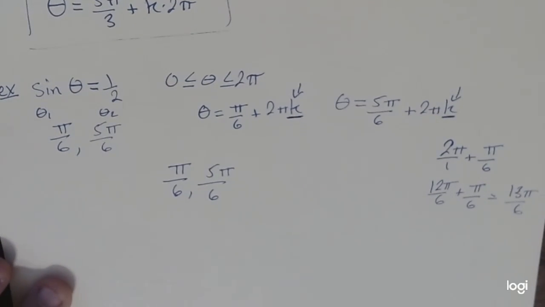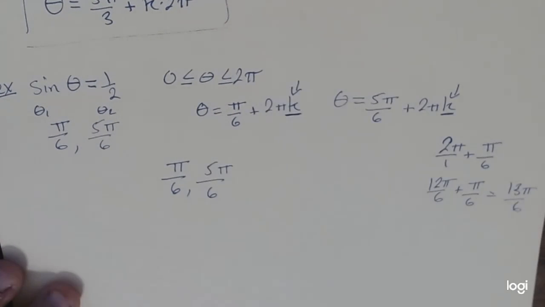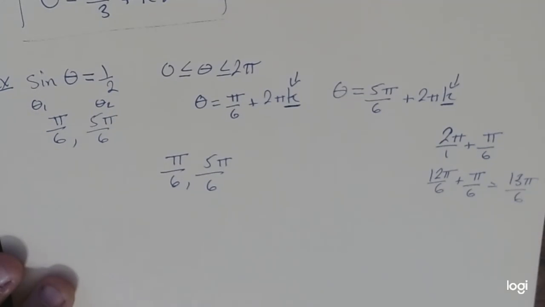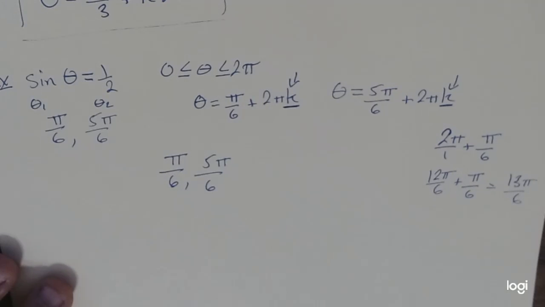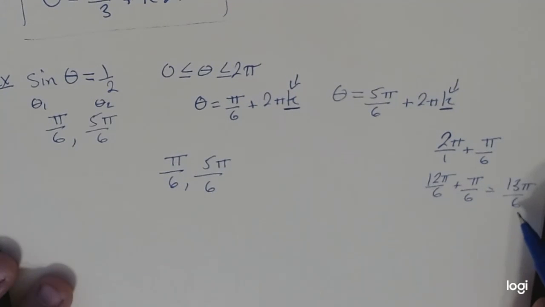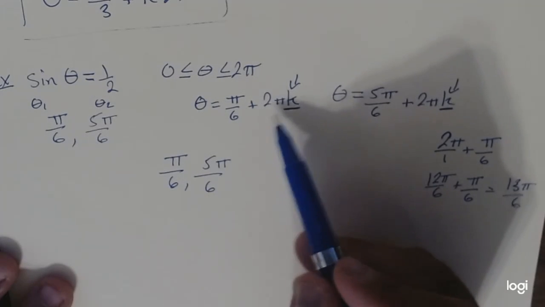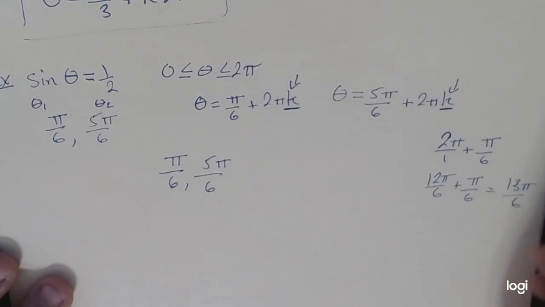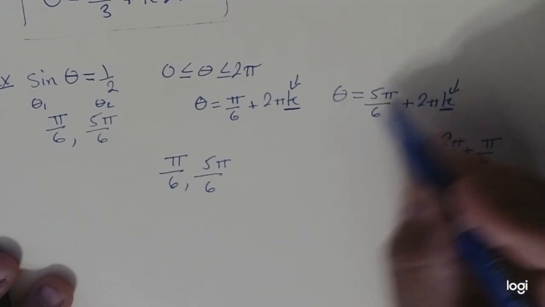Well, here's a question for you. Is that between what we want? So is 13 pi over 6 between 0 and 2 pi? And hopefully you say no, right? Because if you divide this, it goes in 2 times with something left over. Well, we don't want that, we want exactly 2 pi. So that's done. We can't do anything there. So that doesn't work. And now let's check over here.